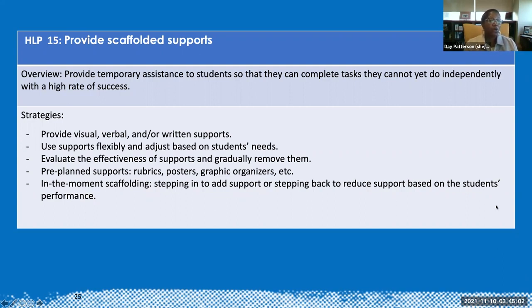So providing scaffolded supports is critical, again, even though this is one of the instructional HLPs, this really has generalization across social and academic contexts. Another way for students who require more physical supports is hand over hand support, actually physically stepping in and guiding their hands in doing an activity, sorting, writing.